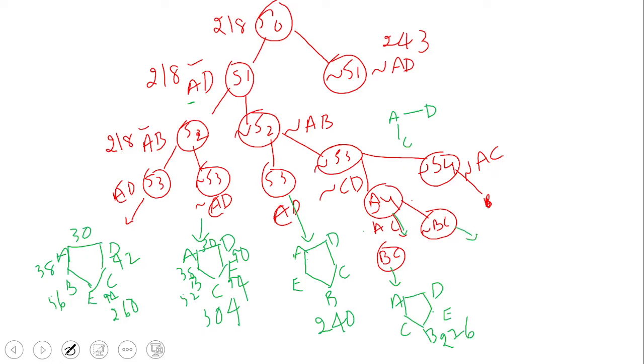Next for this one, AD comes from the start, and next not AB, not CD, AC, not BC. So the remaining two nodes now are B and E. They told that not BC. So the remaining option is E, here B. Okay. So if I calculate for this one, I will get 290.